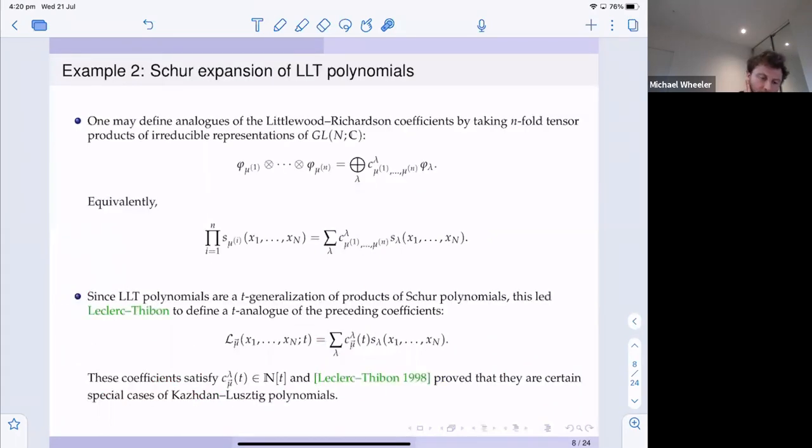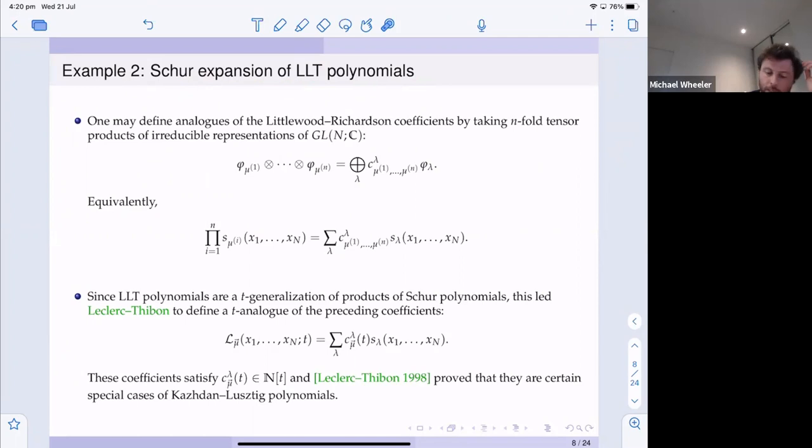So the second example that I want to talk about is again very closely related to the talk yesterday, and that is the Schur expansion of LLT polynomials. This is a major unsolved problem, and based on what we've done, I think there is some progress for this particular problem.